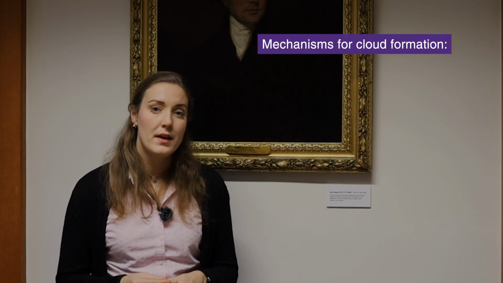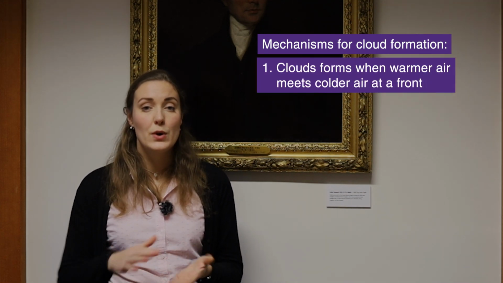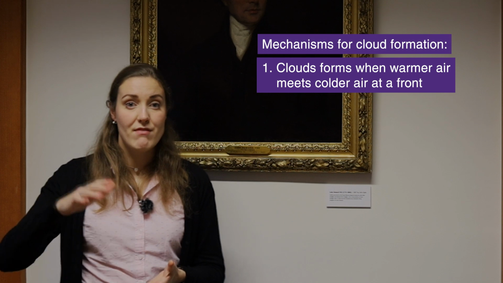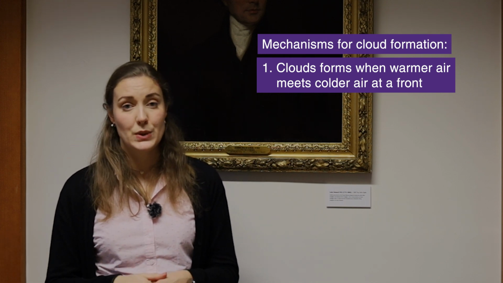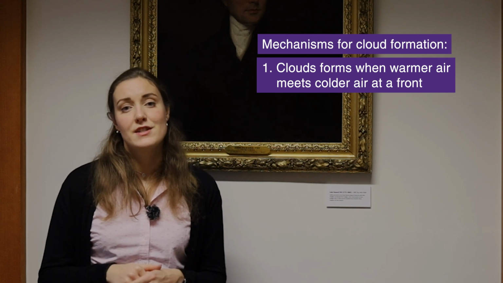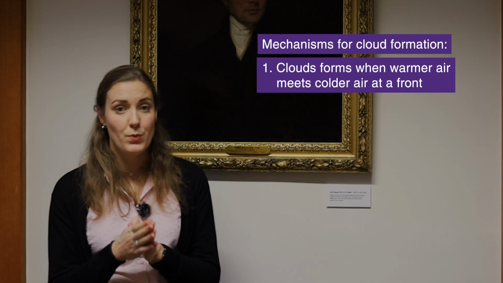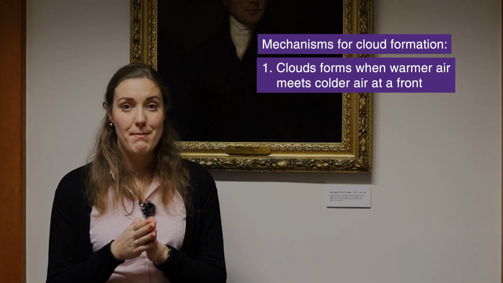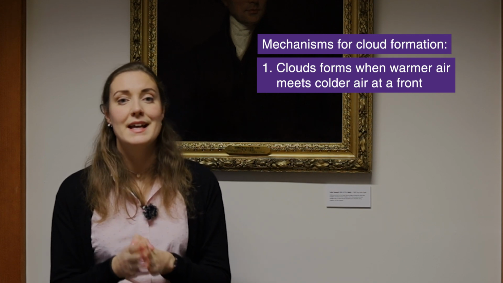Number 1. Cloud forms when warmer air meets colder air at a front, causing it to rise. As the air rises, the pressure falls and so the air cools. This is known as adiabatic cooling. We can get snow when polar continental air meets polar maritime air at a front in winter. The cold polar maritime air is forced to rise over the even colder polar continental air, leading to cloud and snow.